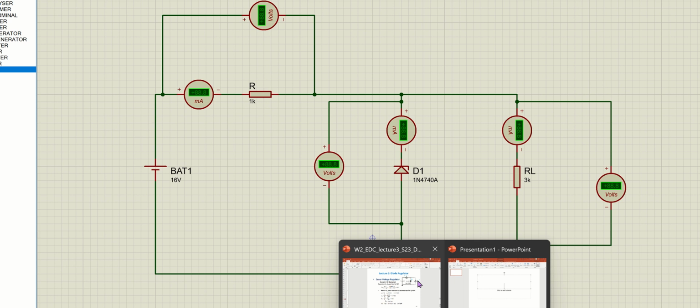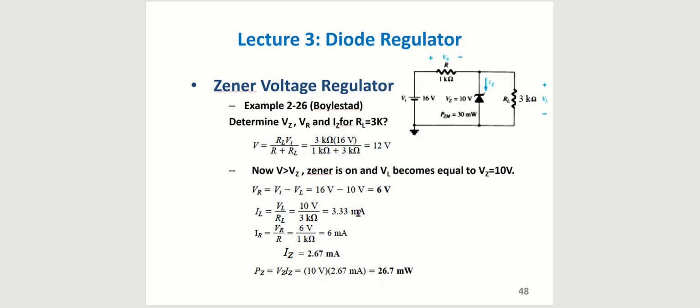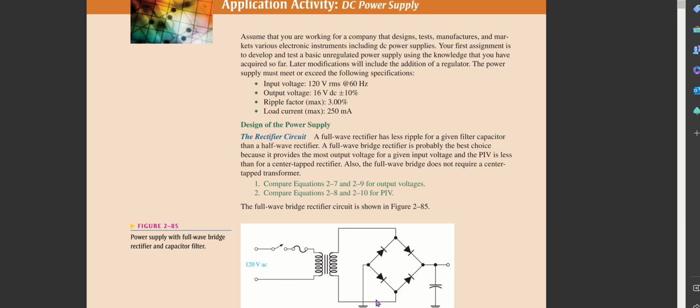So we can compare these values and we would see that these are the exact same values. Now, going on, we are going to discuss the DC power supply. So what is a DC power supply? A direct current (DC) power supply is a device that converts alternating current (AC) to direct current (DC), or from one voltage to another.